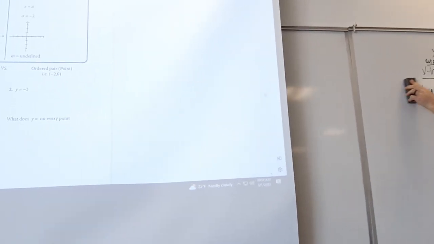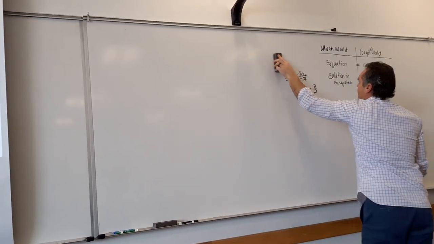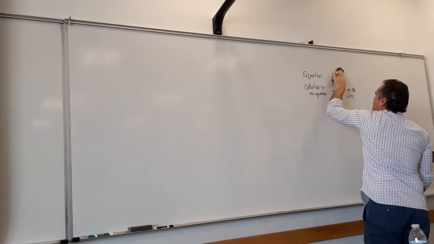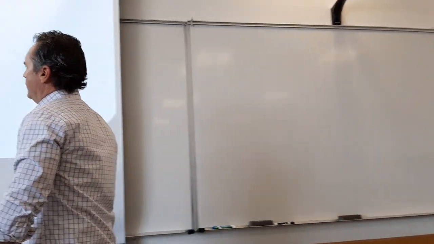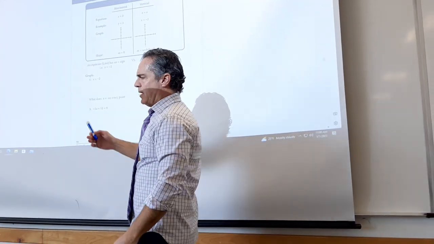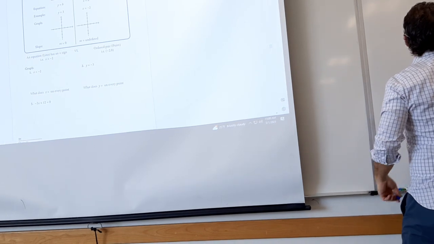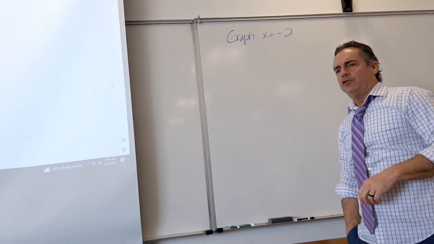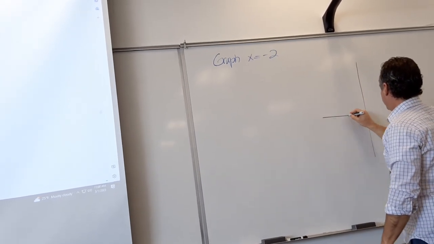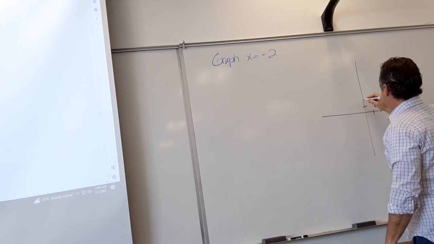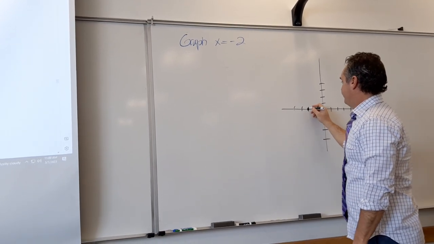What if I ask you to graph x equals -2? Okay? Graph x equals -2. So that's right here. Well, I get a lot of students at this point where they'll draw a graph, 1, 2, 3, 4, and that's all they'll do for me.